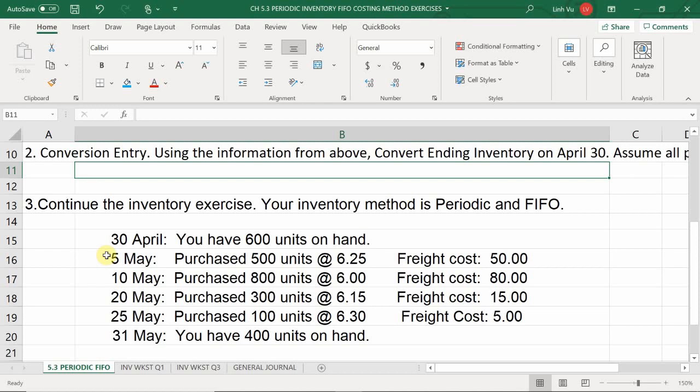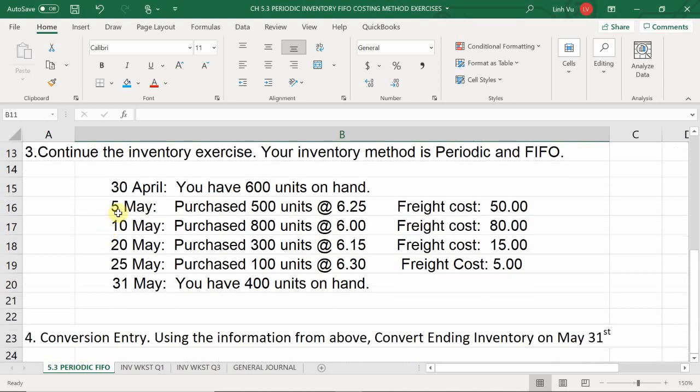Your inventory method is periodic and it's FIFO. Once again, I'm not going to have you guys practice journalizing each one because it's rinse and repeat. The ending inventory on April 30th becomes your beginning inventory. So in this case, we have 600 units on hand, which we know because we solved it from our inventory worksheet in the previous one.